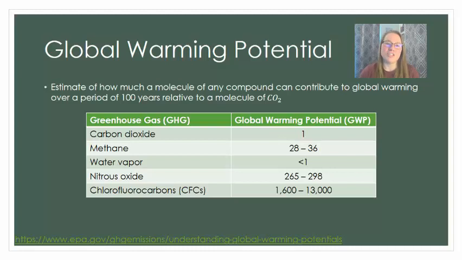Now, global warming potential is the estimate of about how much a molecule can contribute towards global warming, and this is really in comparison to carbon dioxide. So we give carbon dioxide a global warming potential of 1, and then we compare everything against that. So methane is a little bit closer to 30, water vapor is much smaller, it's actually less than 1. Nitrous oxide is kind of close to 300, and then chlorofluorocarbons have a huge range because there are many variants of those chlorofluorocarbons, but they do have a pretty high global warming potential, and that includes those hydrofluorocarbons as well.